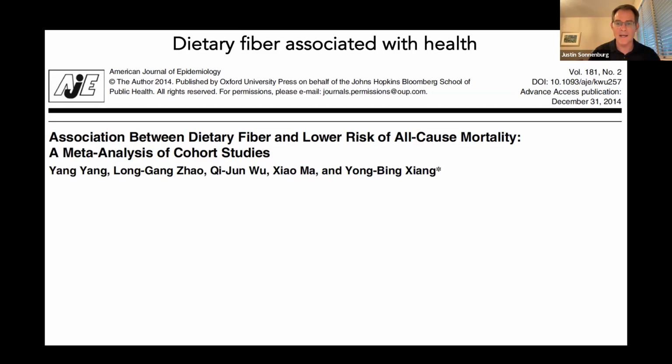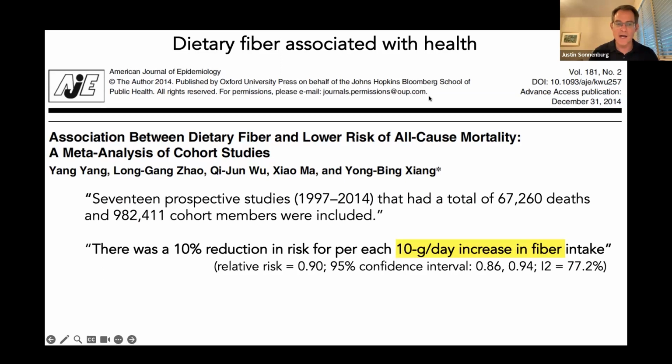And we saw great results, consistent with a lot of the literature out there. This is a meta-analysis that's been published, not focused on the gut microbiome, but just looking at the effect of dietary fiber on all-cause mortality. These investigators looked across close to 1 million people, close to 70,000 deaths, and they see a 10% reduction in risk for each 10 grams per day increase in fiber intake.